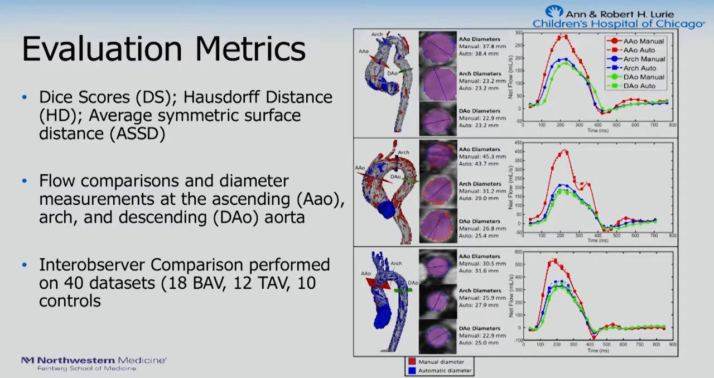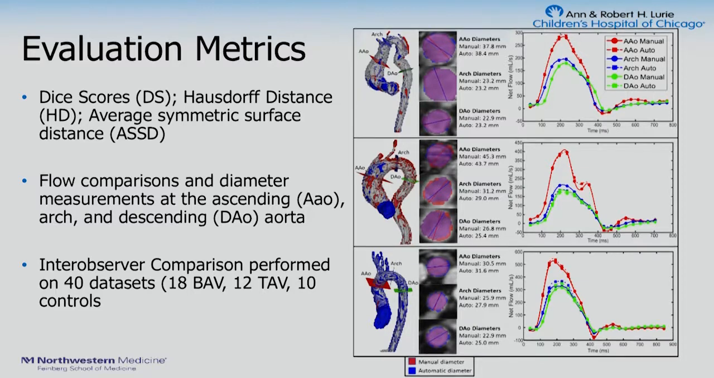To assess the performance of the CNN, dice scores, Hausdorff distance, and average symmetrical surface distance were calculated between automated and manual segmentations. For flow quantifications, 3 2D analysis planes were manually placed at the ascending, arch, and descending aorta. Maximum velocity was calculated as the 95th percentile of velocity values at peak systole, and flow time curves were used to determine peak and net flow for each of the 3 planes as seen in the example here.